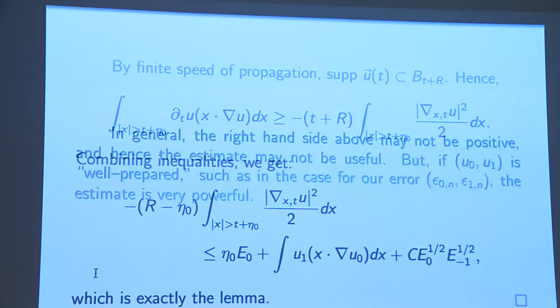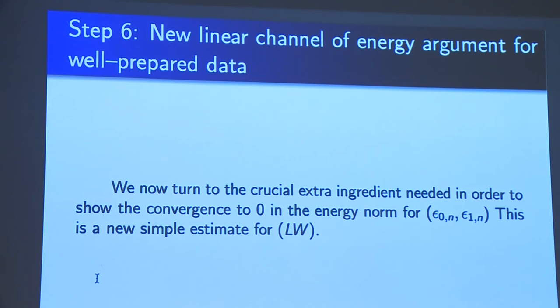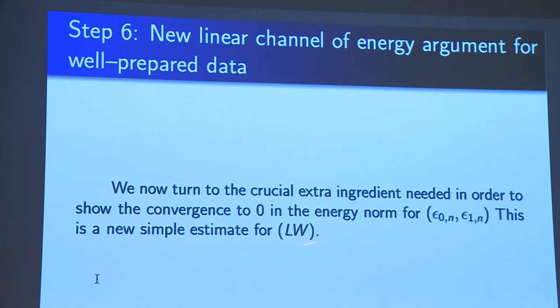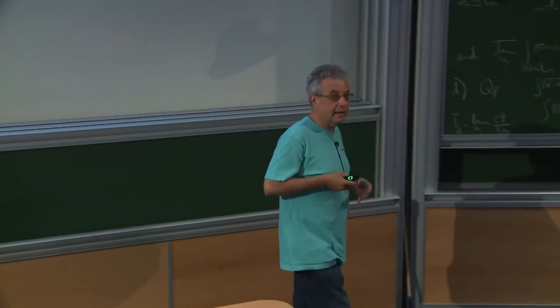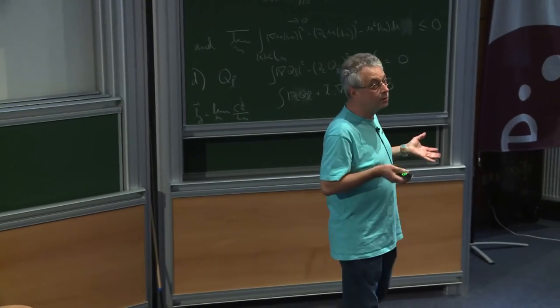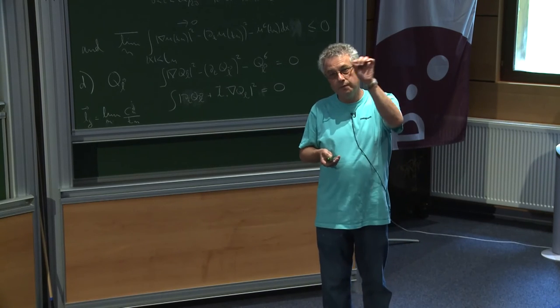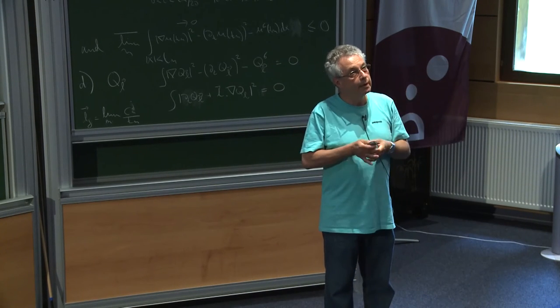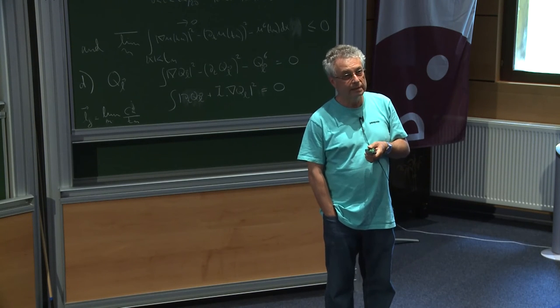Okay, I'm sorry. I went too far. So now is the last step of the proof. And this is a fundamental extra ingredient. We need to kill these guys. We need to show that their energy norm goes to zero. And so far, we know places where this energy norm goes to zero, but we don't know that it goes to zero everywhere. Right? It could be concentrating on the boundary of the sphere. And now we're going to use this channel of energy argument to prove that that's the case.